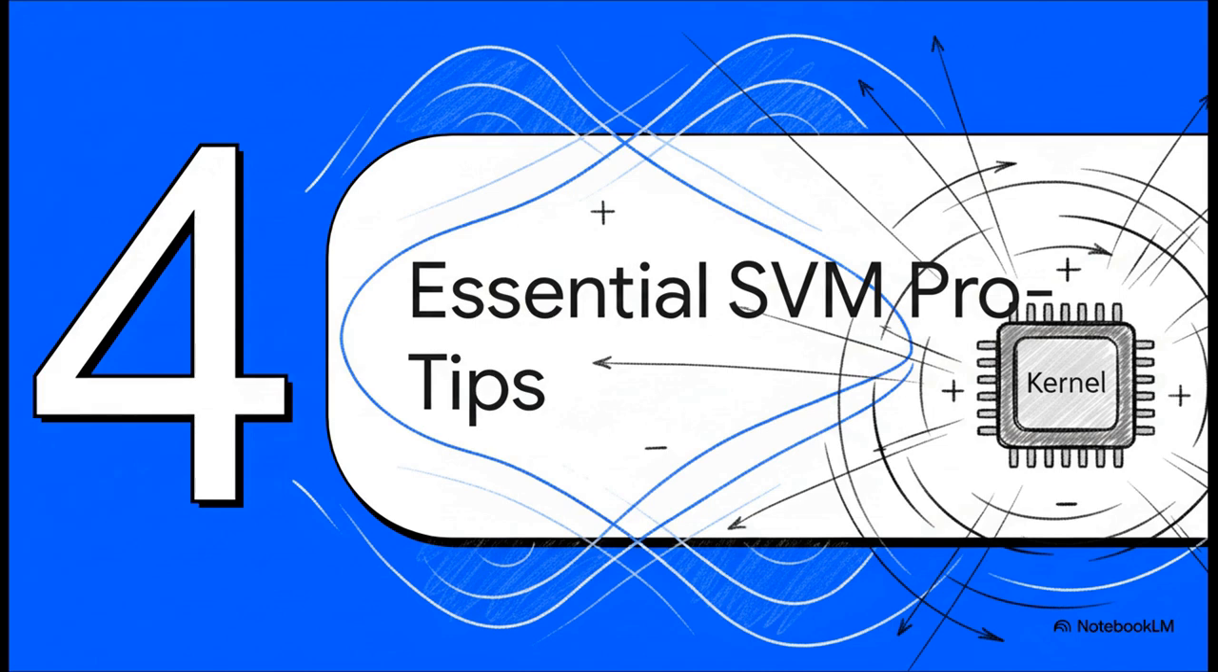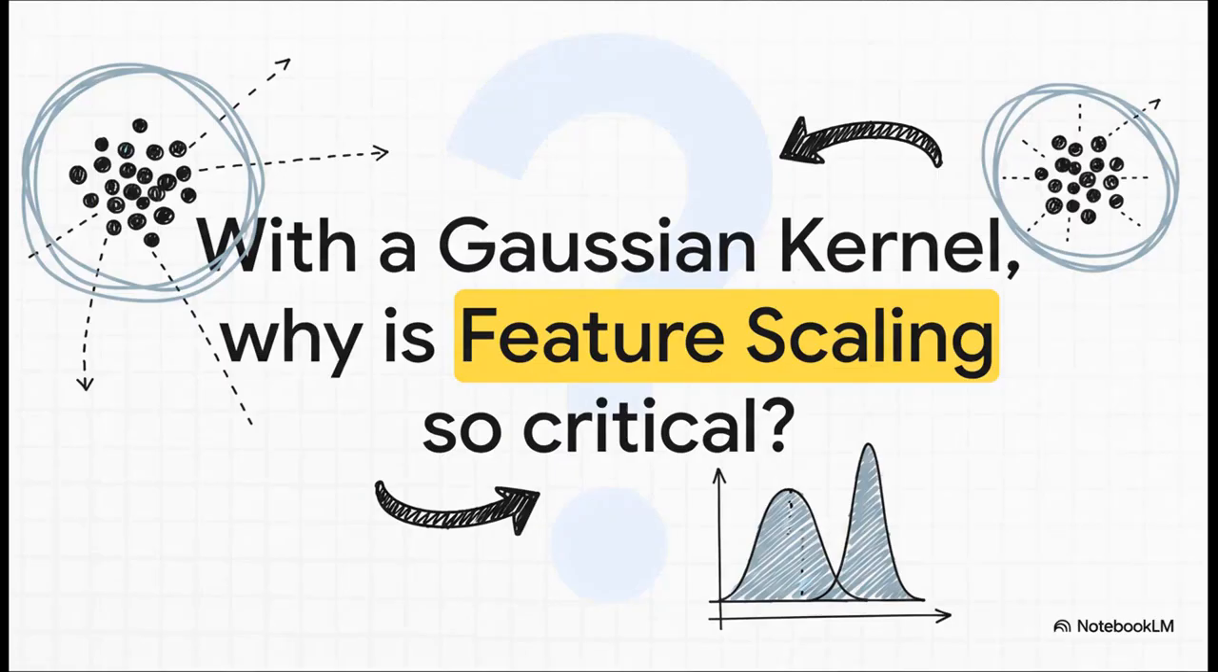This is especially true if you went with that more powerful Gaussian kernel. So let me ask you this. We just said the Gaussian kernel is all about measuring similarity, right? Which is really just about the distance between points in space. So, keeping that in mind, why do you think scaling your features is an absolutely critical, non-negotiable step?